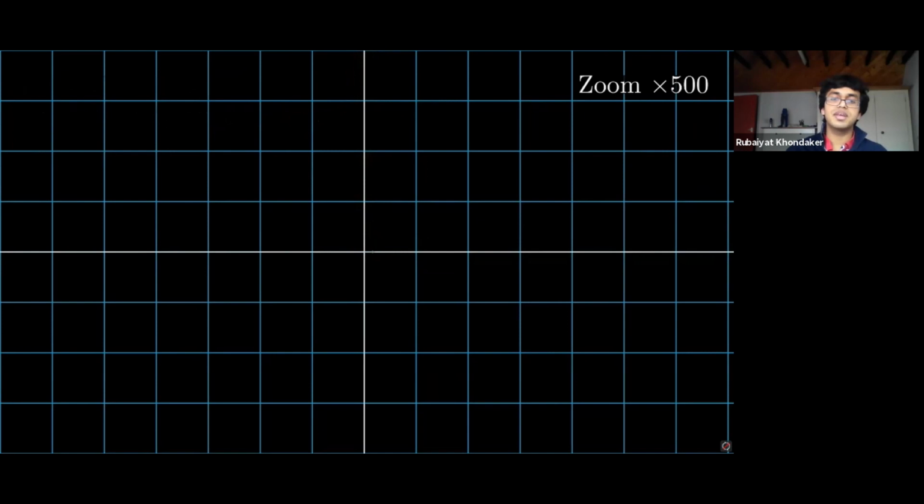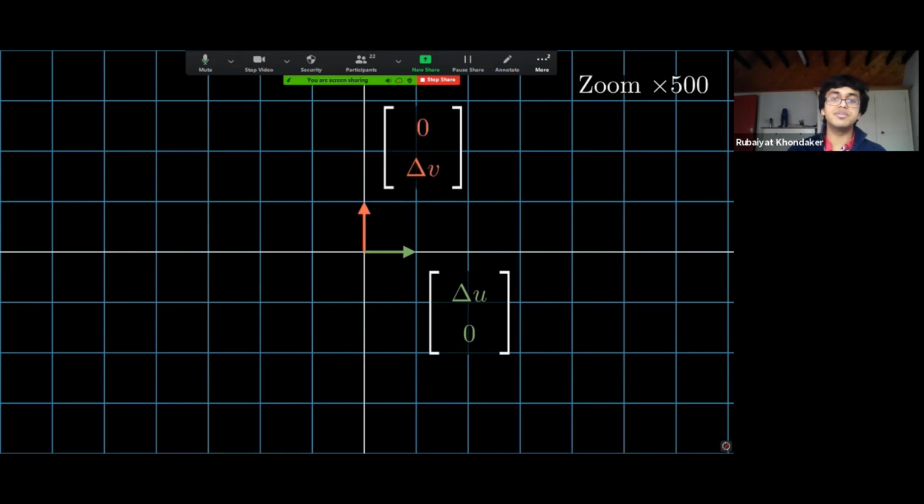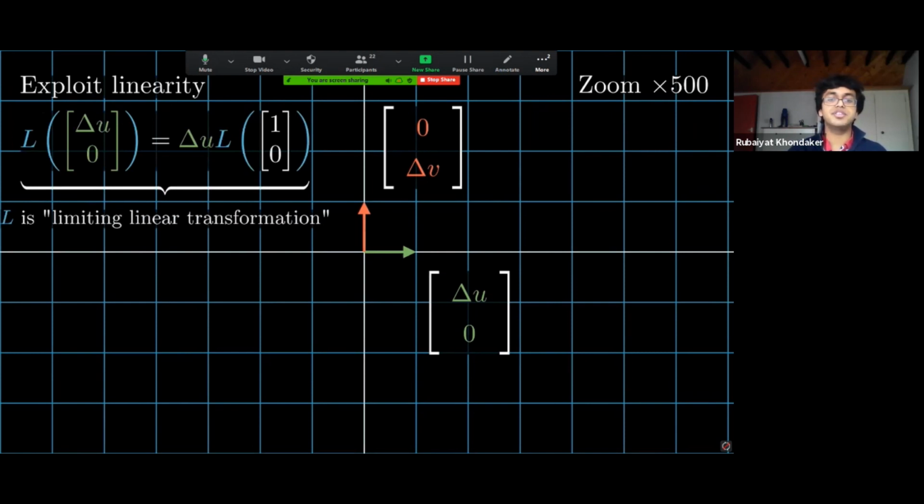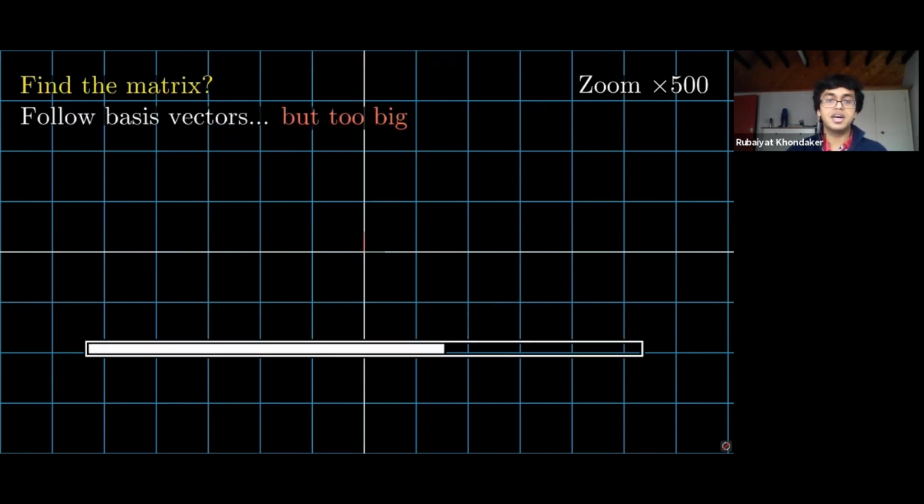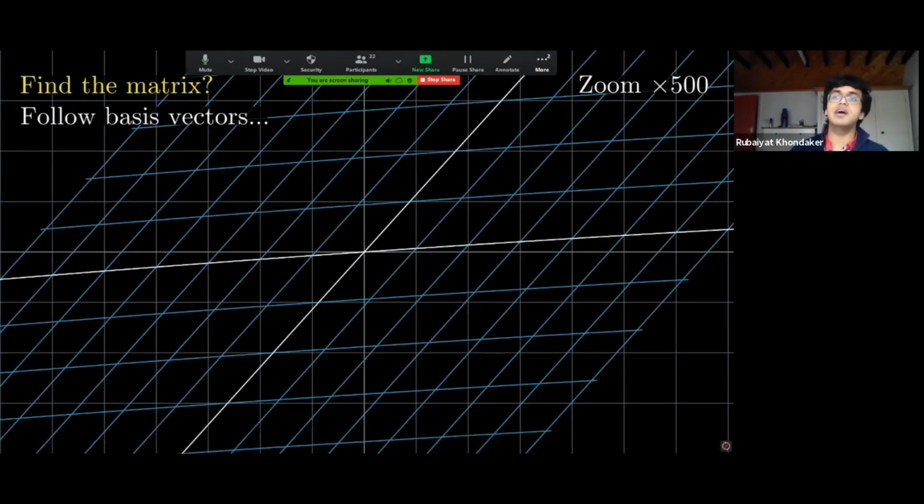Instead, what you do is consider really small vectors. This one has coordinates delta u, 0. This one has 0, delta v. And you exploit linearity. What do I mean by that? Well, here L is that limiting linear transformation. So for example here, L might look a bit like this, but if you zoomed in even more, like times 1,000, times a million, times a billion, what does that approach?